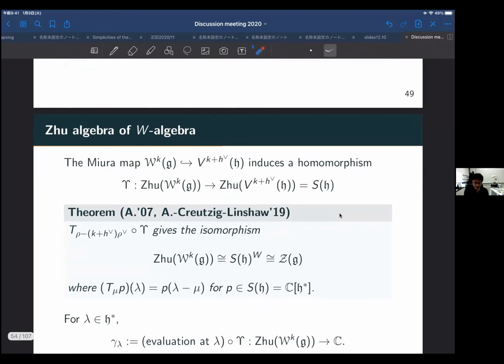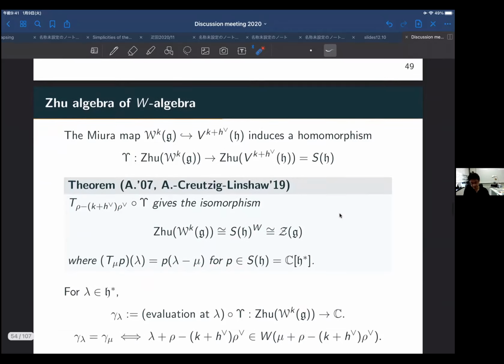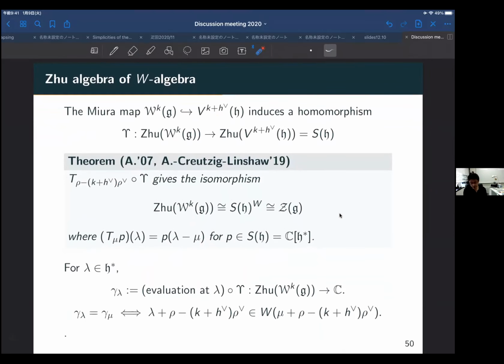And the statement is that this is injective, and the image coincides, so this is an analog of the Harish-Chandra isomorphism. This gives an isomorphism of the Zhu algebra with the W-invariant polynomials, but we have to shift the weight a little bit. For the Heisenberg case, we didn't have this part, but for the W-algebra, we shift slightly in a different manner. So this is the usual rule, the half sum of positive roots. If you shift the weight like this, this gives an isomorphism to the invariant polynomials, which is isomorphic to the center of g.